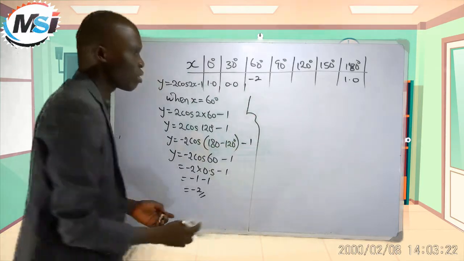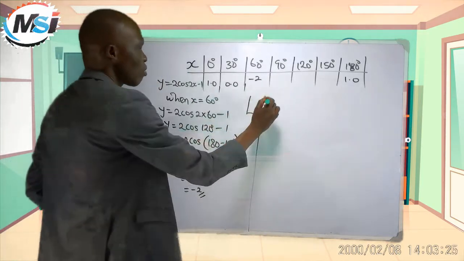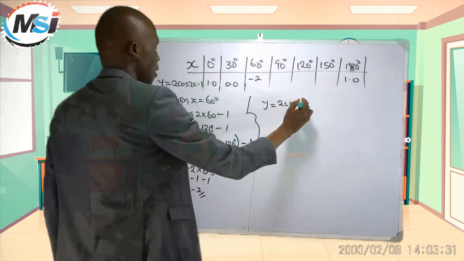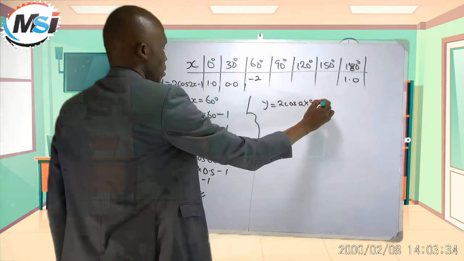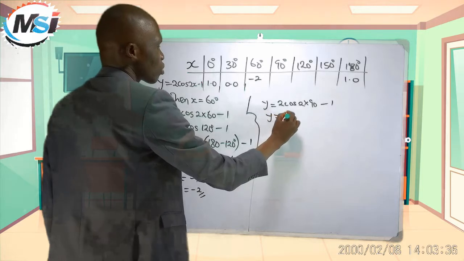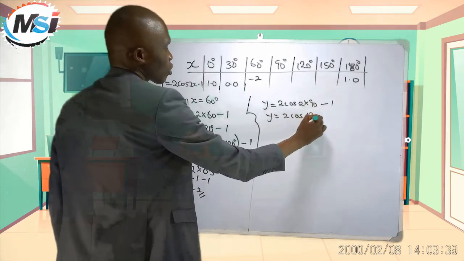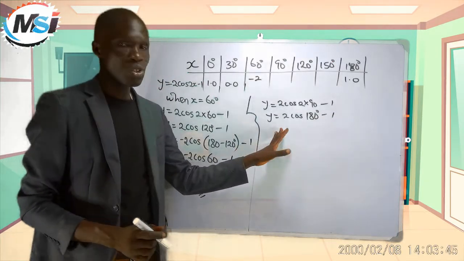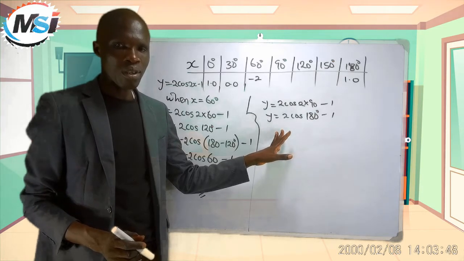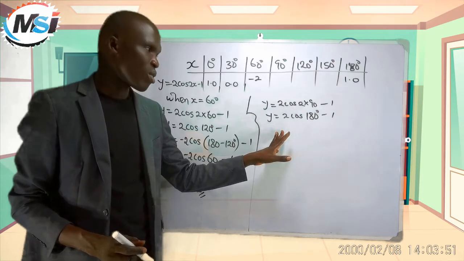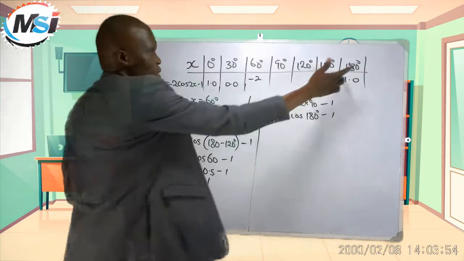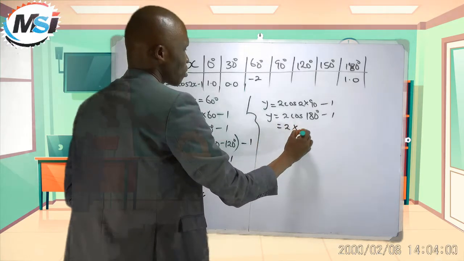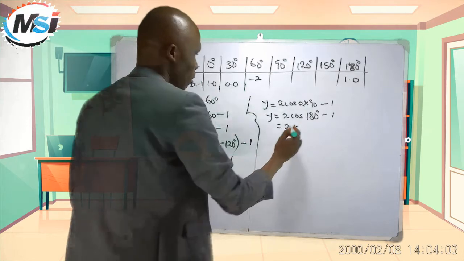Now the same thing you are going to do for 90. 90 will give us y equals 2 cos 2 times 90 minus 1. So y will give us 2 cos 2 times 90, which is 180 degrees, minus 1. Now when you get to this stage, you are going to do cos 180. You know, this is 180, right? So this will give us 2 times cos 180, which is minus 1.